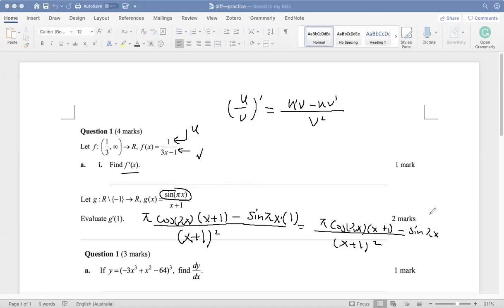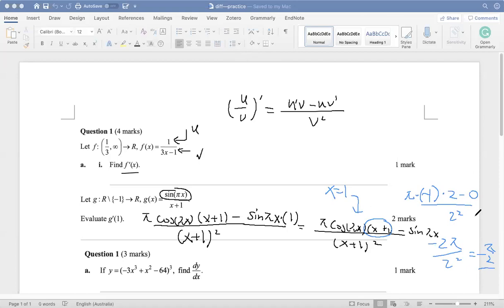So I plug my x equals 1 in. It becomes 2 squared, and pi times cos pi, which is minus 1, times 2 again because of x plus 1. And just remember sine pi is 0. So it's just minus 2 pi over 2 squared, which is minus pi over 2. Okay, that's the final answer.